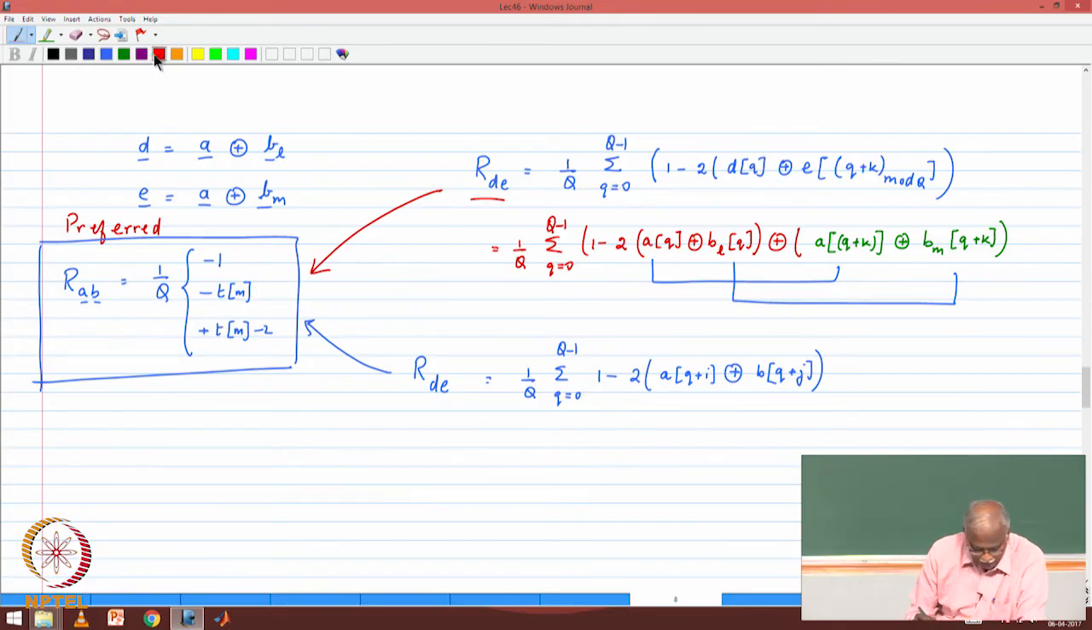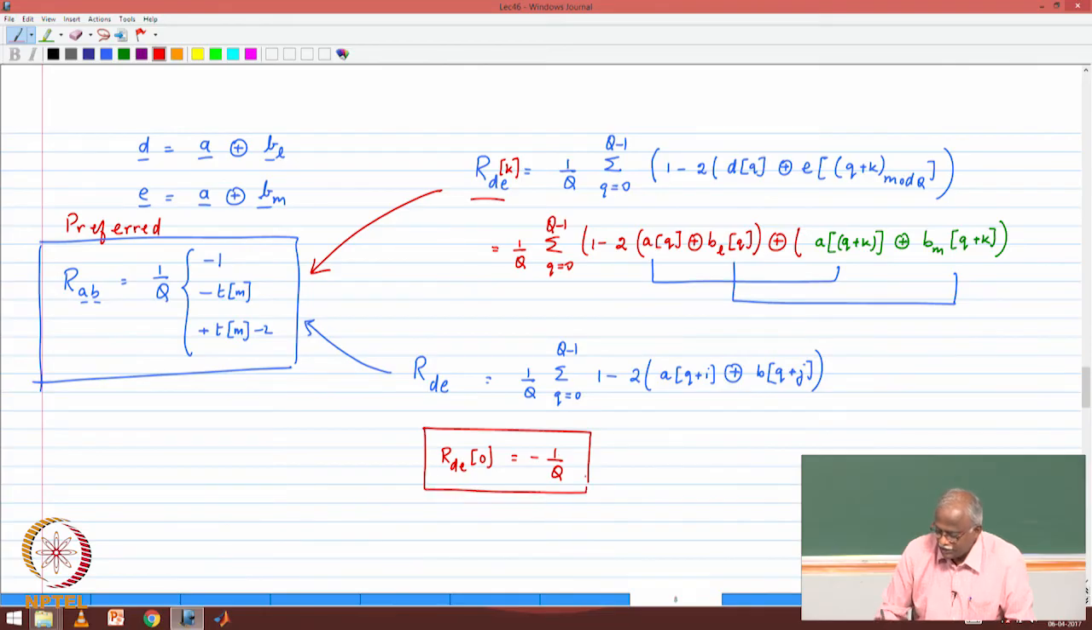Independently, I would like you to verify that RDE, where the argument is K, that's what is shifted, RDE of 0 will come out to be minus 1 by Q. Please check that out.